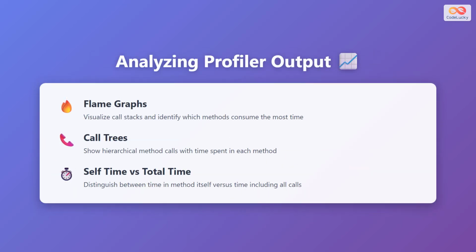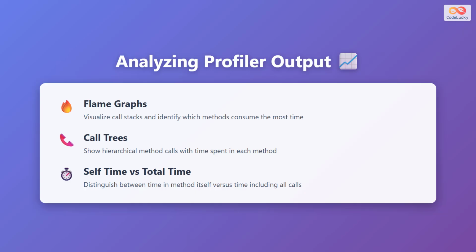Understanding profiler output is crucial for effective optimization. Flame graphs visualize call stacks and help you identify which methods consume the most time at a glance. The wider a section in the flame graph, the more time was spent there. Call trees show hierarchical method calls with the time spent in each method, helping you trace execution paths.